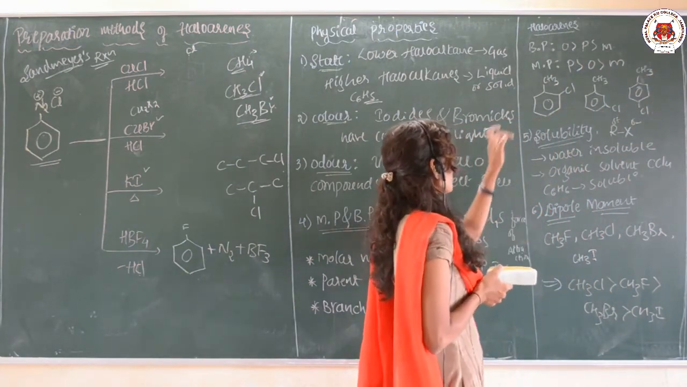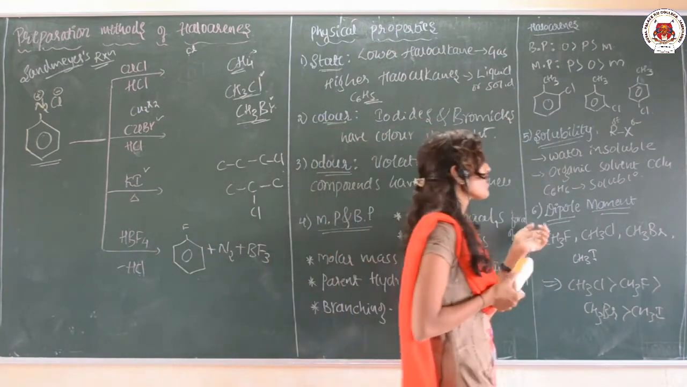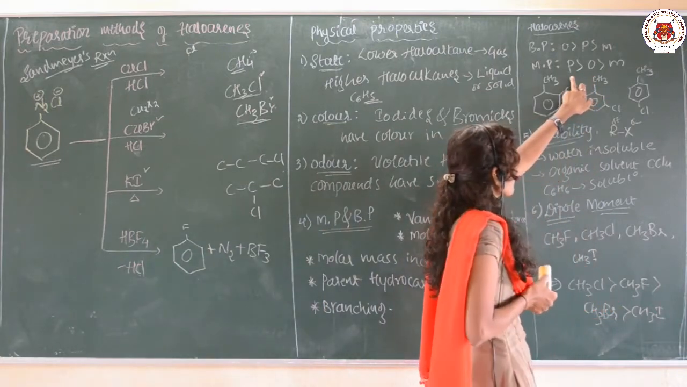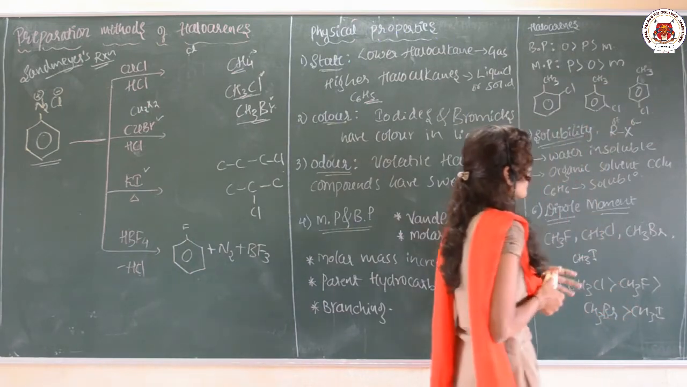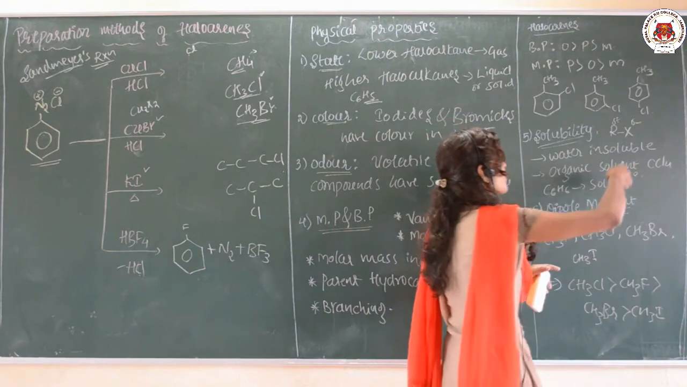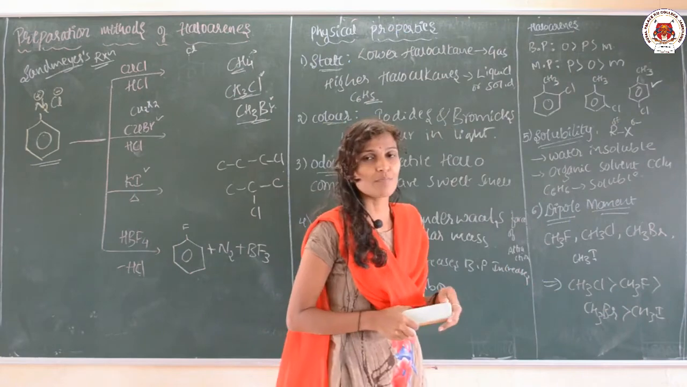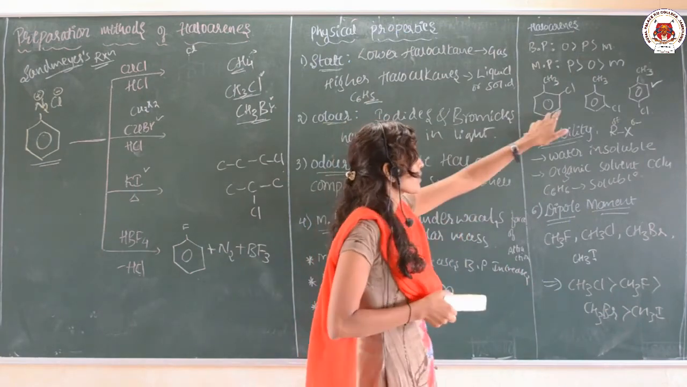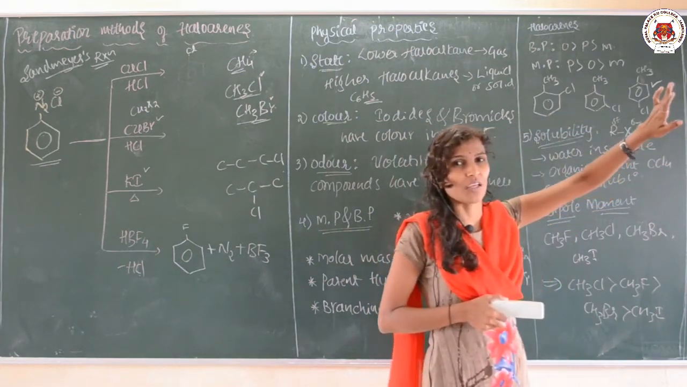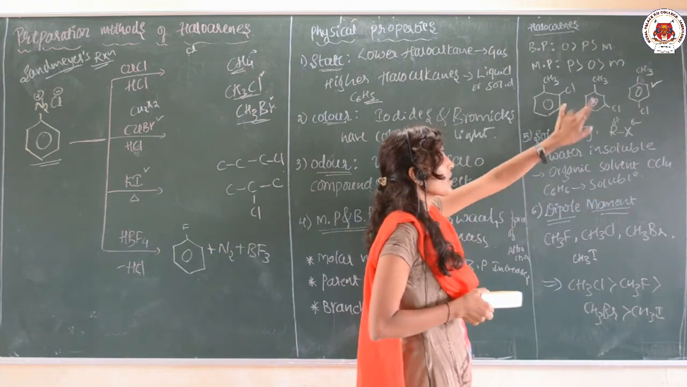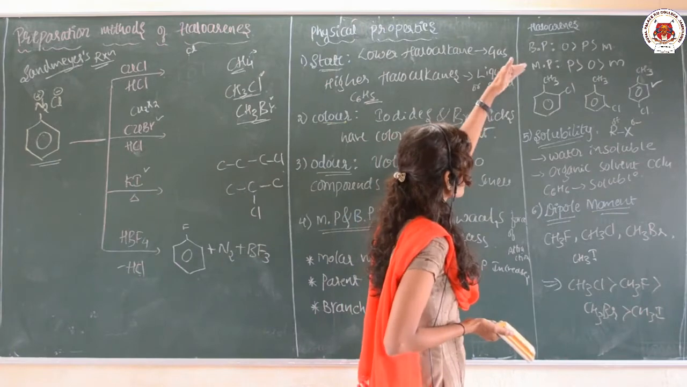Clear? So if we are talking about the melting point, what happens? In case of melting point, the para position compound will be the first. Para will have the more melting point as compared with the ortho, as compared with the meta. Why in case of para it is more? Because the para compound is symmetrical. So symmetry is not possible in ortho and meta. The symmetry is possible in case of the para position. So the melting point of the para compound will be more. Clear?